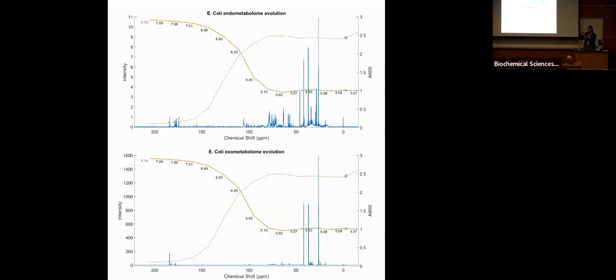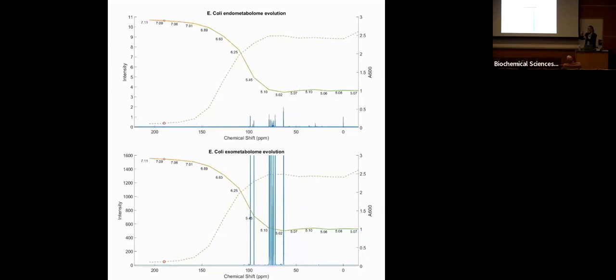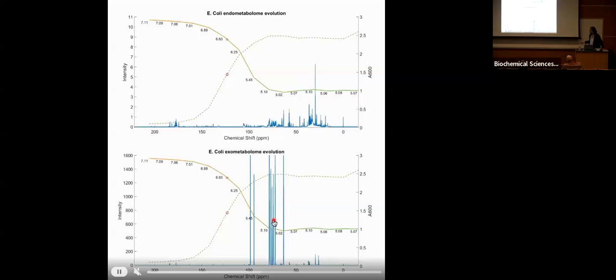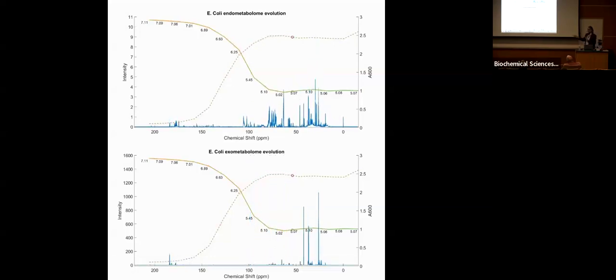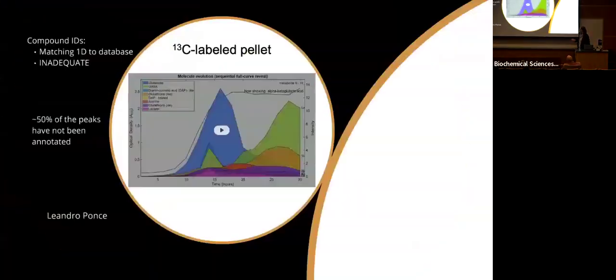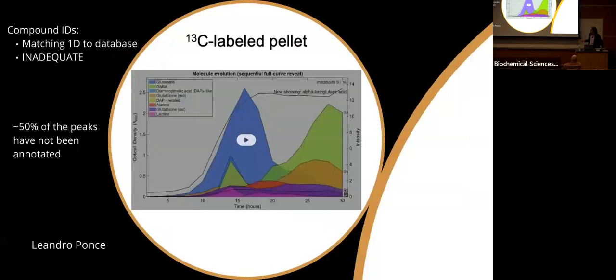This is just one matched pair out of our 5 replicas of media and pellet. And you can just see the glucose is disappearing. Here's glucose, it's being consumed, it's being turned into other metabolites. So you can get this kind of level of detail with direct C13 NMR. So Leandro has been able to match roughly 50% of the peaks that we get in there, either direct match to the BMRB database with 1D or with INADEQUATE.